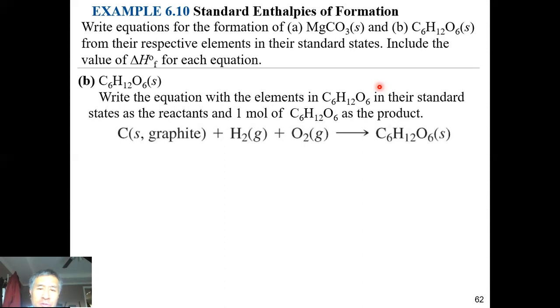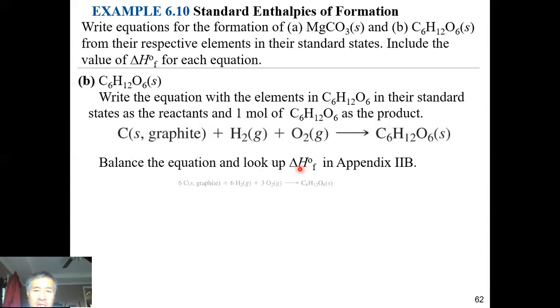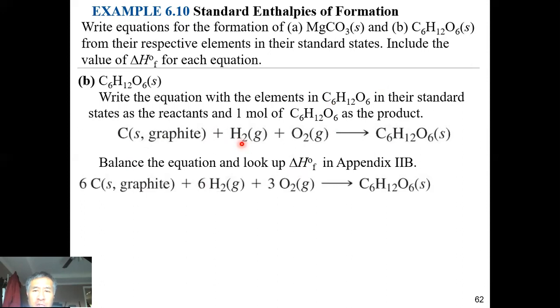So then we will use whatever number that we need to make the numbers the same on the left and on the right. So we need 6 carbon, so we'll put 6 carbon. And then we need 12 H, so we'll put 6 here. We need 6 O, we'll put 3 here. So the equation is balanced. And then you go to that appendix 2B, find a number, and put it here. So this number is for this substance, and actually it's also the chemical reaction enthalpy.